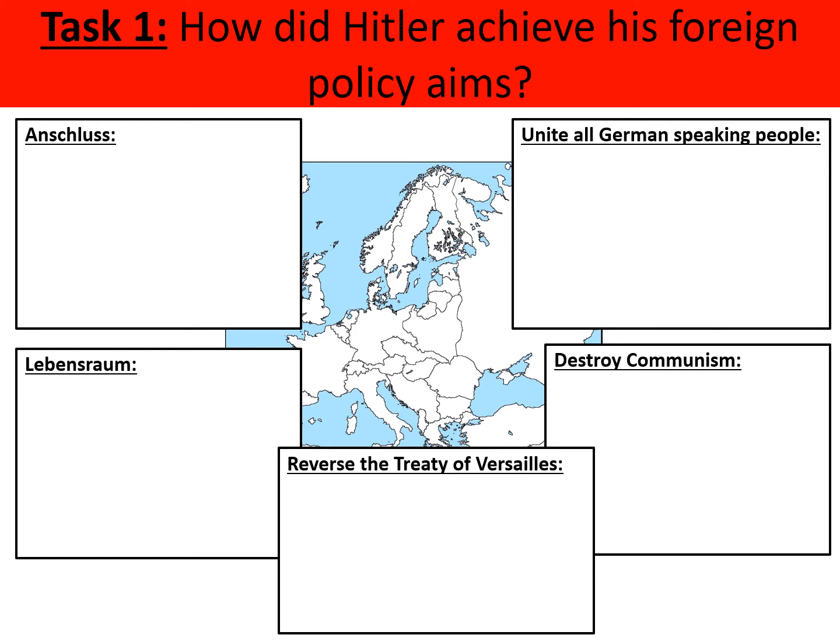Okay, let's go to Lebensraum, which is living space. So anytime he took over a country, essentially, he was creating more space for German people. So we're going to repeat ourselves again because he took over the Sudetenland, Austria, Czechoslovakia and Poland. And by doing all of those, he creates living space.